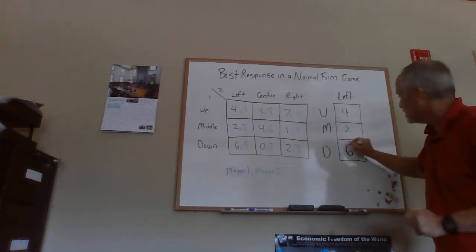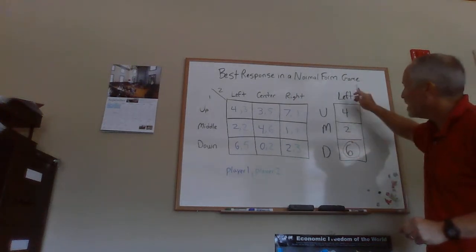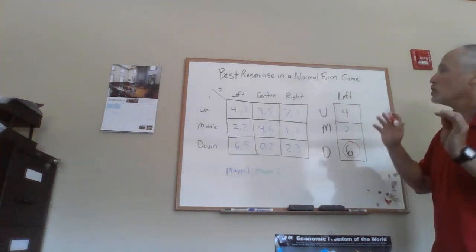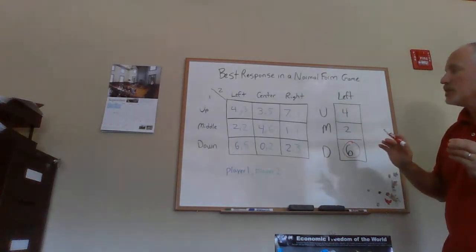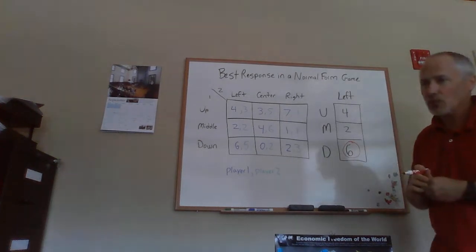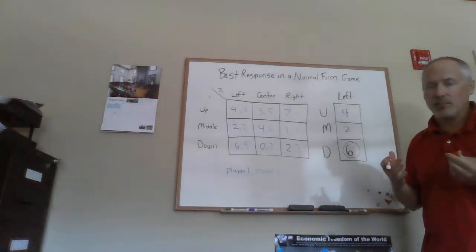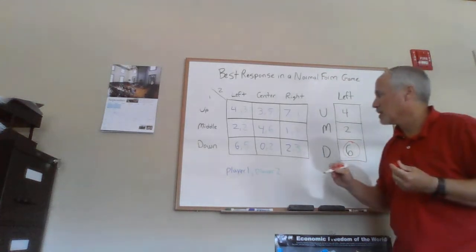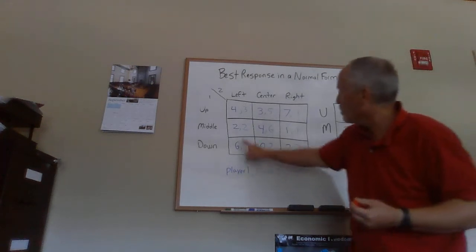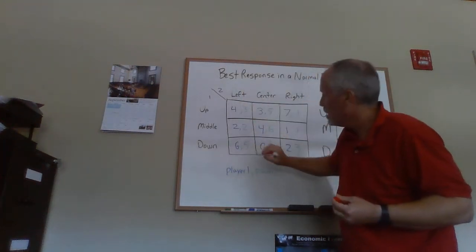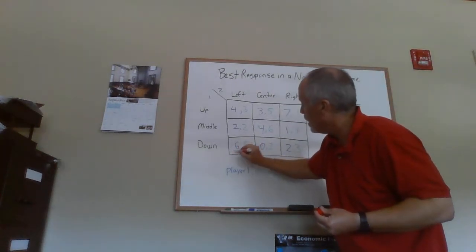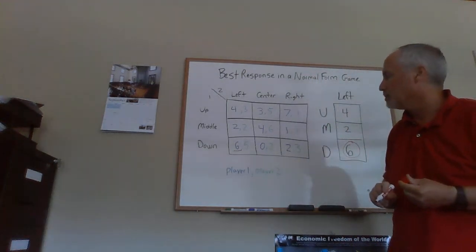And we see that 6 here is the biggest number. So if player 1 knew they were playing against a player 2 who had chosen left, then what we could say is that player 1 would choose down. Now, one convenient way of representing this in the matrix is through the method of underlining that they talk about in the book. So when you've figured out that player 2 is going to choose left and player 1 wants to respond with down, what you can do is underline that payoff, that number.